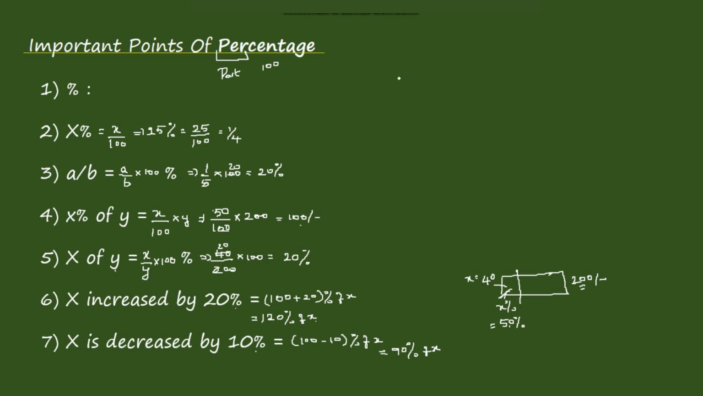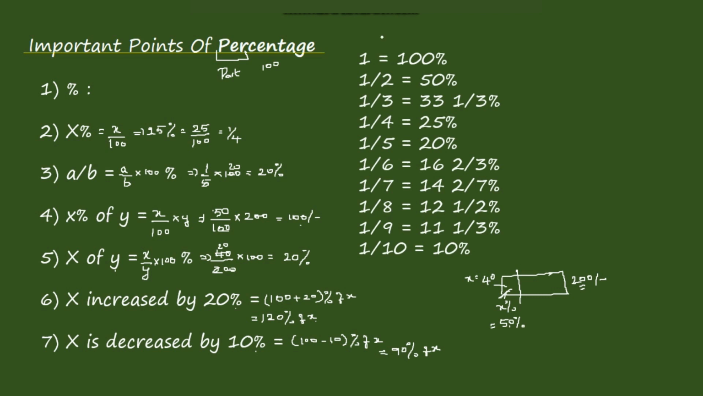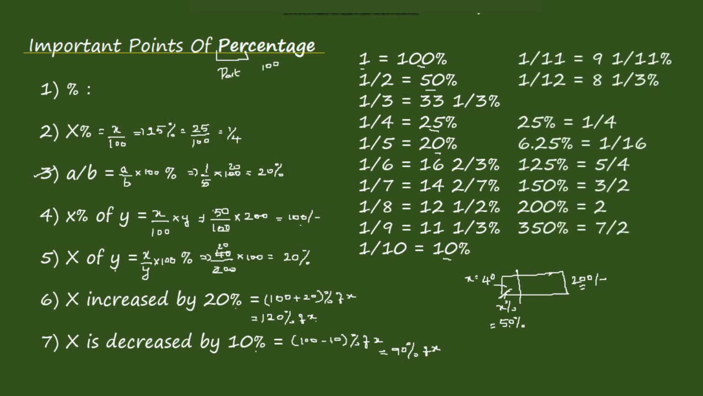Now I'll show you a few things to solve problems very fast. These are things you have to remember. 1 is always 100%. 1 by 2 is 50%. To solve it will take time, right? What is 1 by 2? You know from the third formula, a by b into 100, so 1 by 2 into 100 is nothing but 50%. 1 by 3 is 33 and 1 by 3%. 1 by 4 is 25%. 1 by 5 is 20%. And 1 by 10 is 10%. And so on. Similarly, remember this one also.